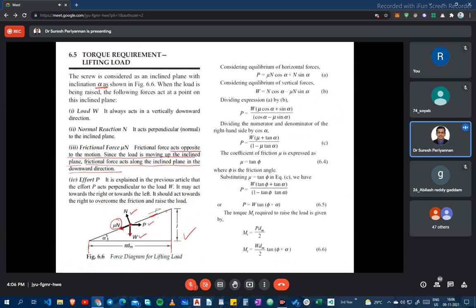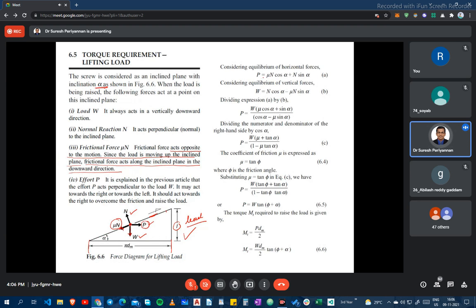Okay. This is our lead. Now, consider the equilibrium. Find the equilibrium of horizontal forces. This is a normal calculation. Now, what is horizontal force? P is the horizontal force.